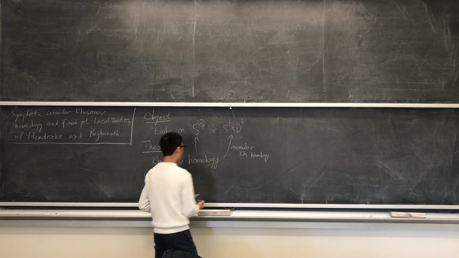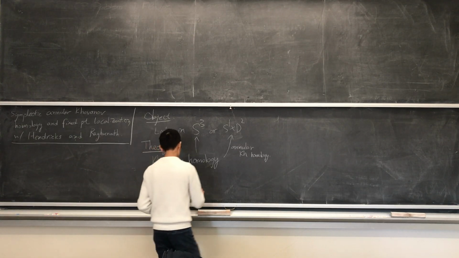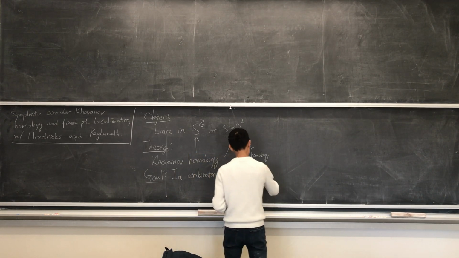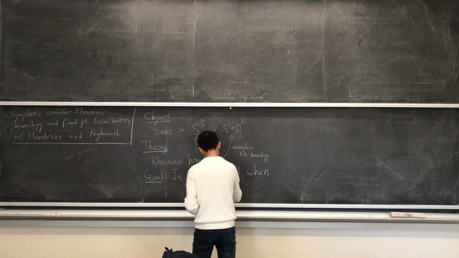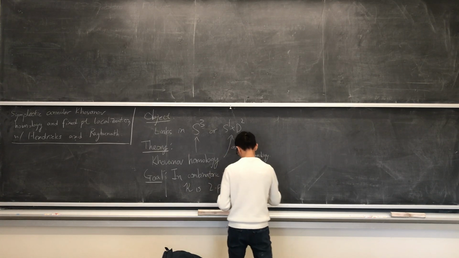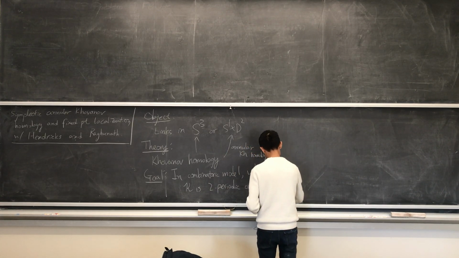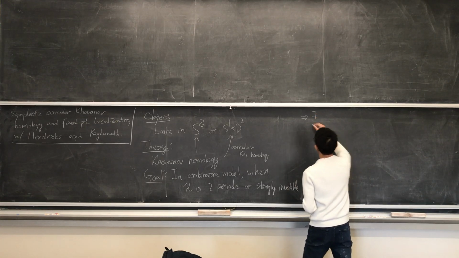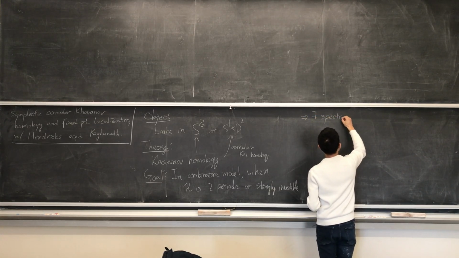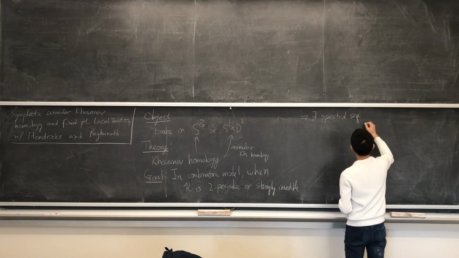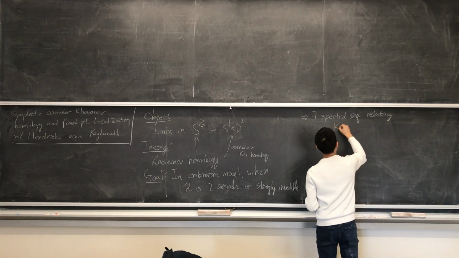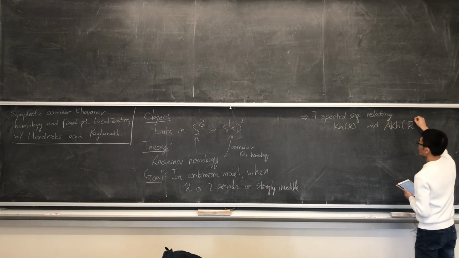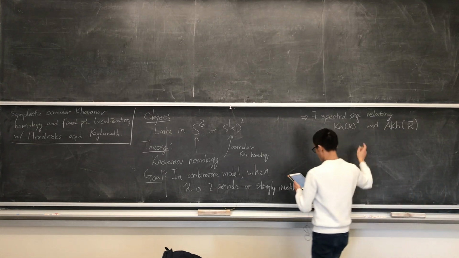there are many ways to define Khovanov homology. In the combinatorial model, when the link is two-periodic or strongly invertible, then there exists a spectral sequence relating the Khovanov homology of the knot and the annular Khovanov homology of the quotient. I will explain in more detail in the middle of my talk.